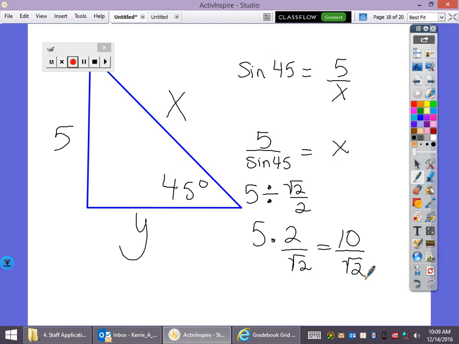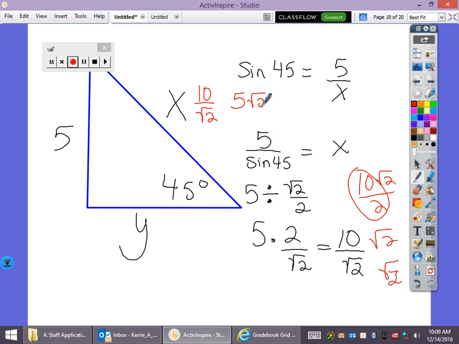Somewhere along the line, your teacher should have taught you about rationalizing the denominator. So, I need to multiply the top and the bottom by the square root of 2. Square root of 2 times square root of 2 is 2. So 10 square root of 2 over 2. What is 10 divided by 2? 5. So you could have had this, but eventually we need to get to this.